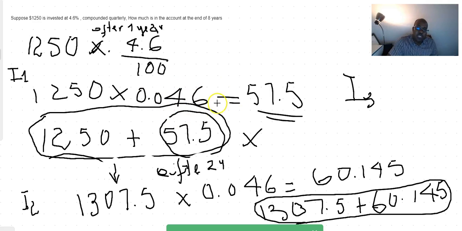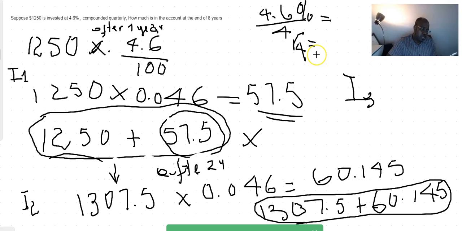I need to divide this interest by 4, because when they're talking about interest quarterly, if I have like 4.6%, this is annually, right? But quarterly, every 3 months I'm gonna take the interest, so I need to divide it by 4 to find my interest quarterly. Let me call it L4, L4 quarterly.